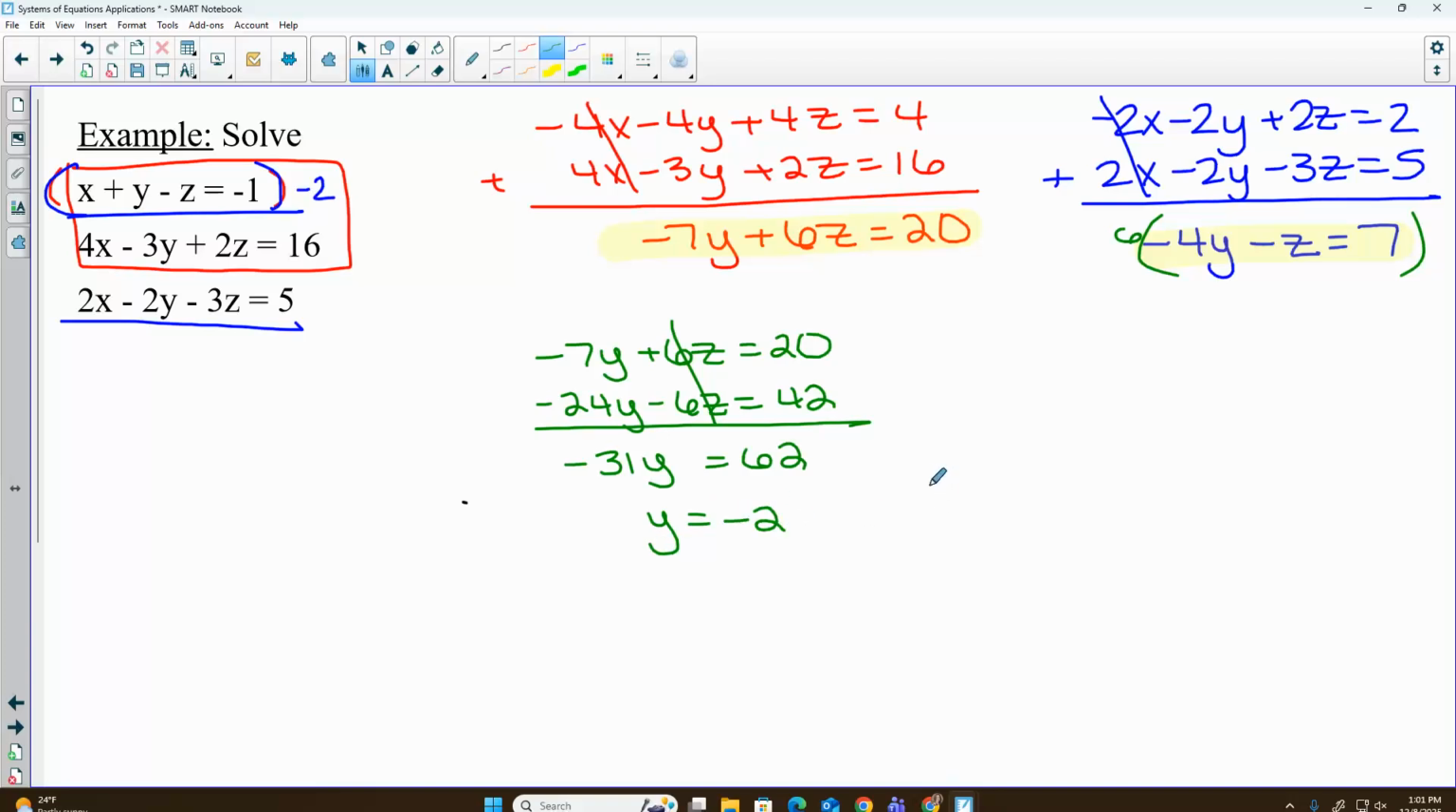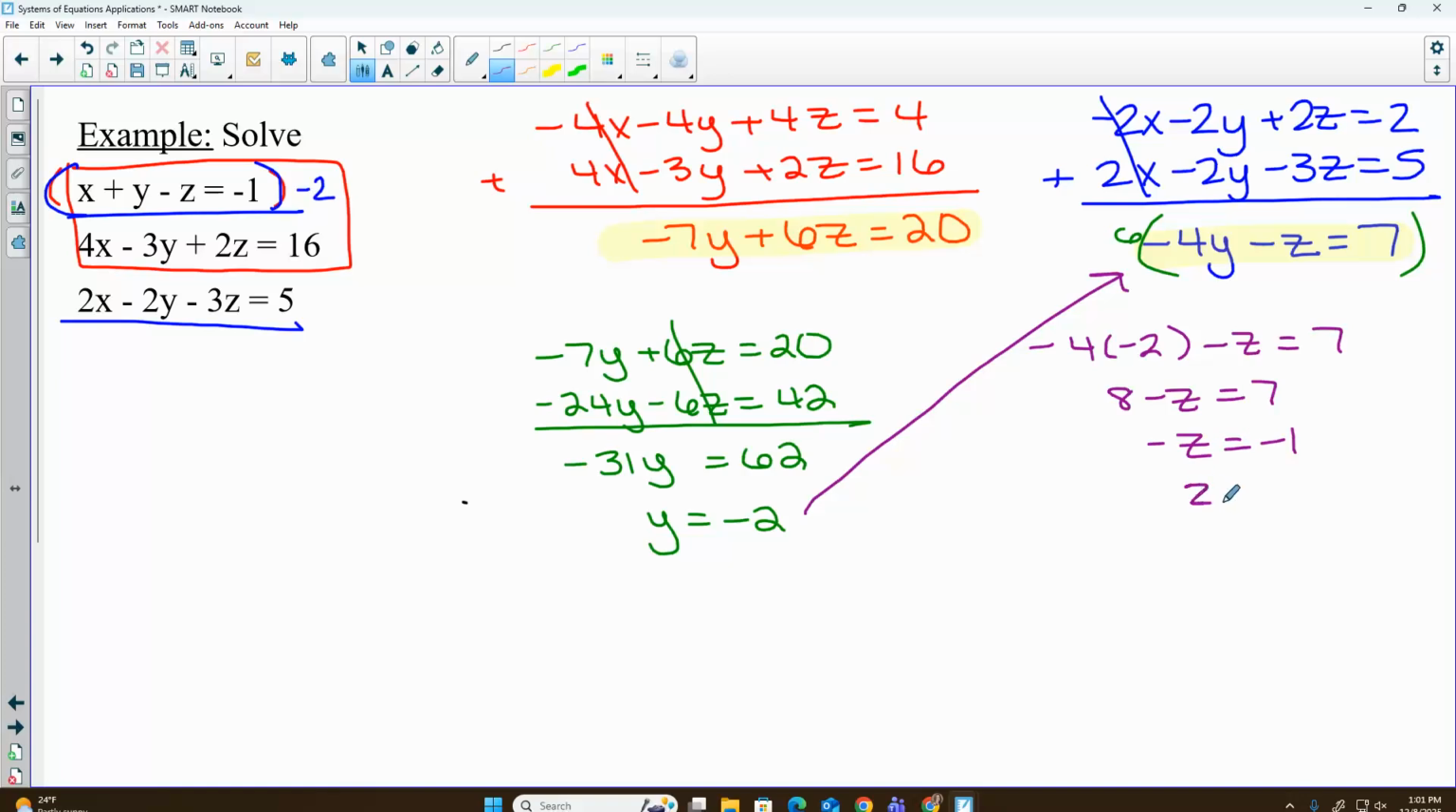Once you find one of them, we can start finding the others. So I'm just going to plug this in to one of the two equations involving y and z. So if I put it in here, that means negative 4 times negative 2 minus z equals 7. And so I get z to be positive 1.